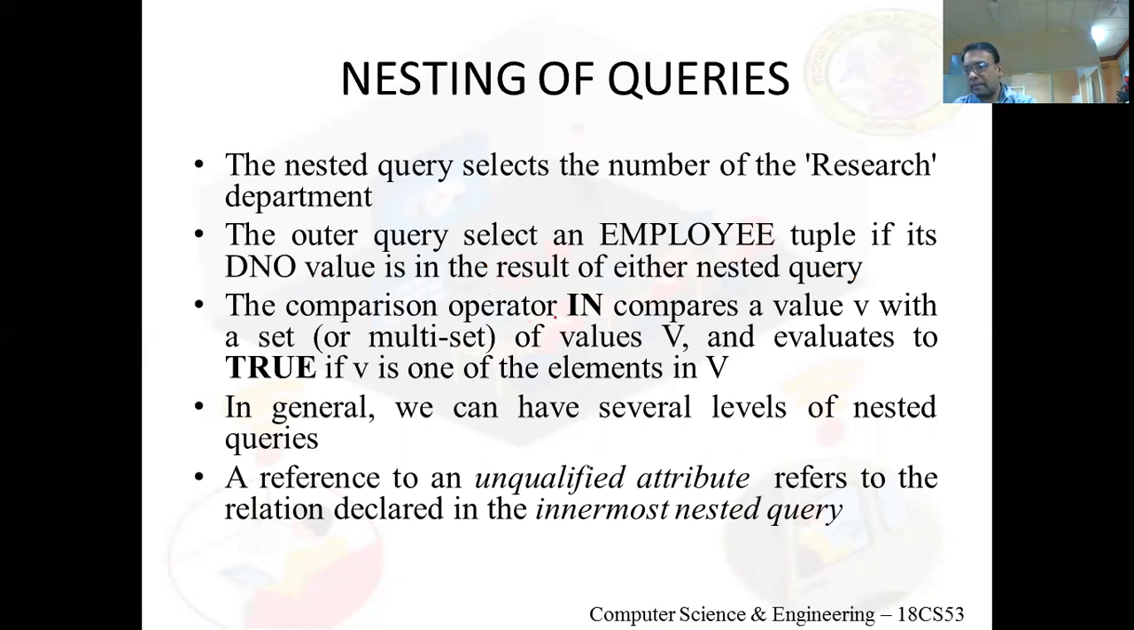So here we are using the comparison operator in, or we can also use equals, or any operator: in, any, all, and equals operators. In compares the value v with a set of values V and evaluates to true if v is one of the elements in V. That means if the value matches, then only it selects the records. In general, we can have several levels of nested queries: one level, two level, third level nested queries we may have. A reference to an unqualified attribute refers to the relation declared in the innermost nested query.